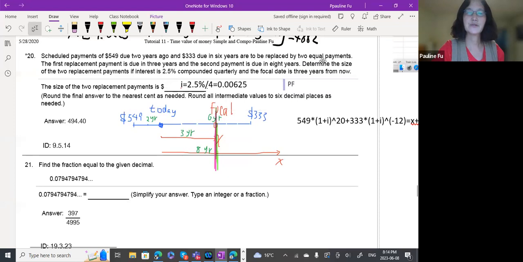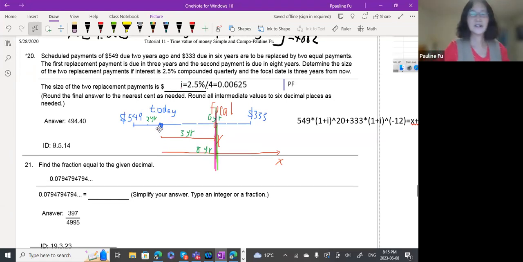To be replaced by 2 equal payments. The first replacement is due in 3 years. This is today. There are 2 equal payments. One is 3 years from today, you have to pay X. And the other is due 8 years from today, so 8 years from today, there is another X. The question asks, what is X? If the interest is 2.5% compounded quarterly, and the focal date is 3 years from now. So this is the focal date.